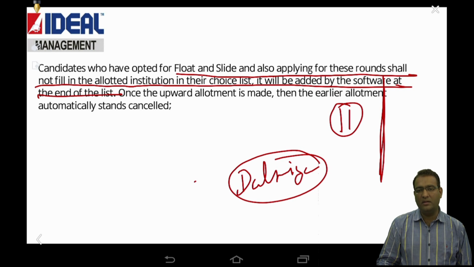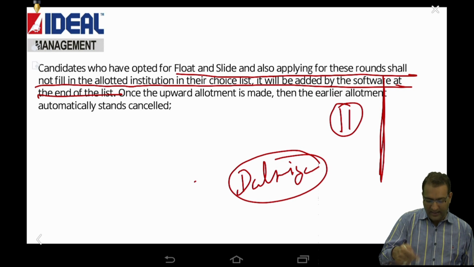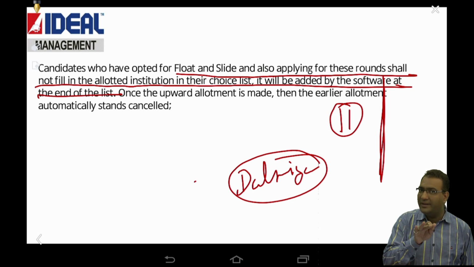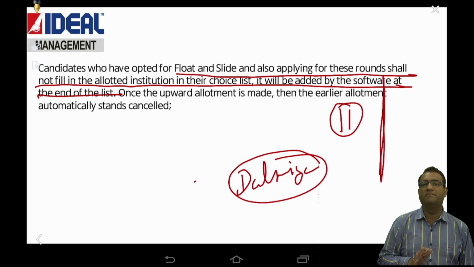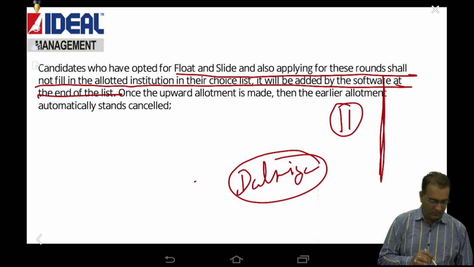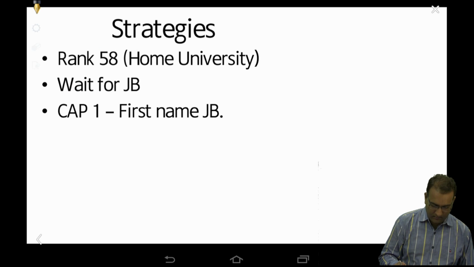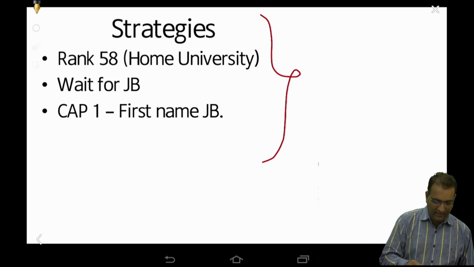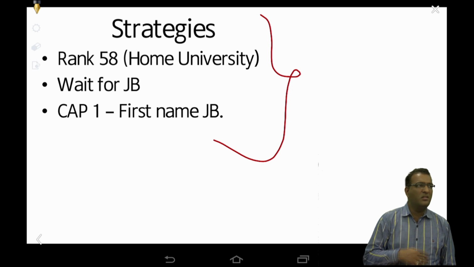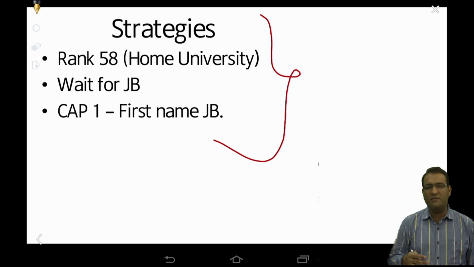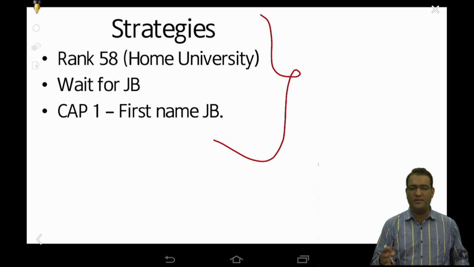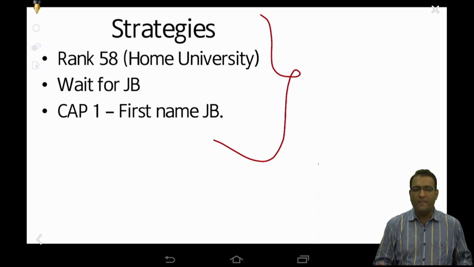I hope this is clear. So in the next cap round, you don't have to fill that college again, which you have been allotted. Right? Some of the strategies I would like to discuss. I hope, see, the most important thing here was the float option and how it works, which we have discussed at length now. Right?